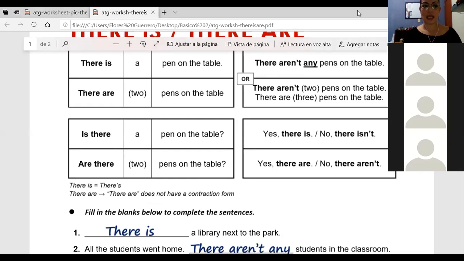Sabemos que para hablar de la existencia de algo en singular, decimos there is. Pero si es pregunta, is there. Si yo quiero preguntar si hay algo y es singular, voy a decir is there. Por ejemplo, aquí tengo, is there a pen on the table? Y vamos a usar siempre there is o there isn't en la respuesta. Si es afirmativa, vamos a decir yes, there is. Si es negativa, será no, there isn't. Ahora, si quiero preguntar por la existencia de algo en plural, voy a decir are there. Are there two pens on the table? Yes, there are o no, there aren't. Okay.